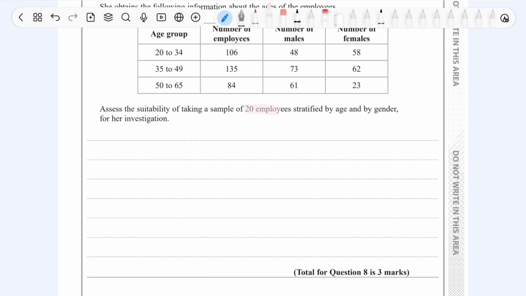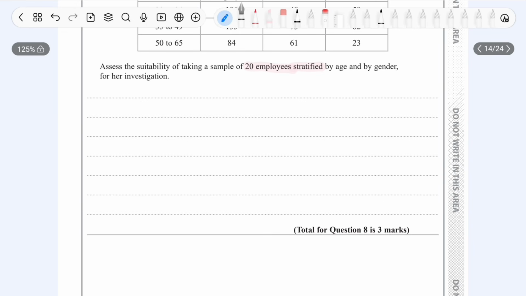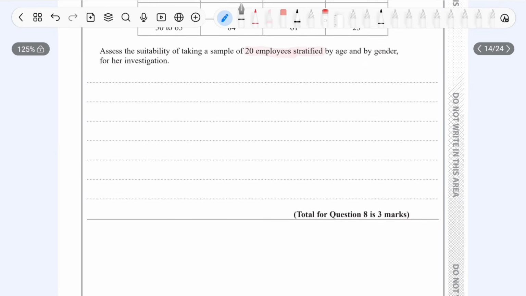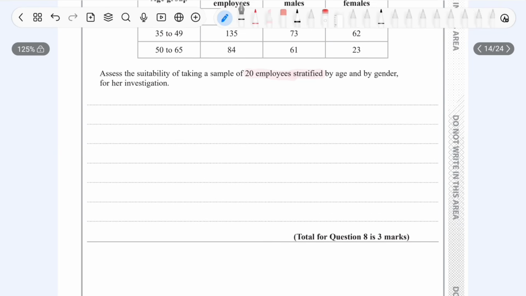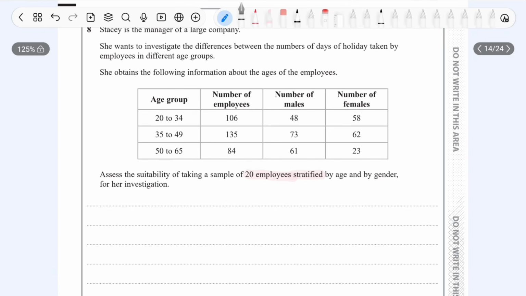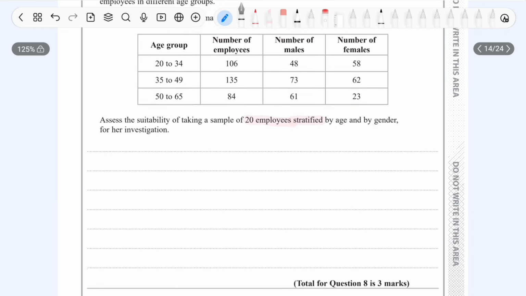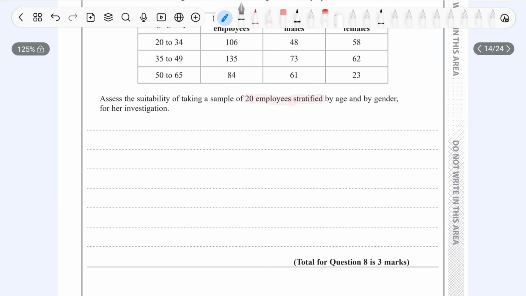She's taken a sample of 20 employees, and she's stratifying them. I have a video on stratified sampling, so if you don't know what it's about, I'd recommend watching it. In a nutshell, it's just proportionate sampling of the population in your samples or your subgroups. So, what is the suitability of 20 employees stratified? Well, we can see that there are a large number of employees here in total, somewhere roughly around the 300 mark. So if you're taking a sample of 20, the sample size is a bit too small, so we can write that as the point.